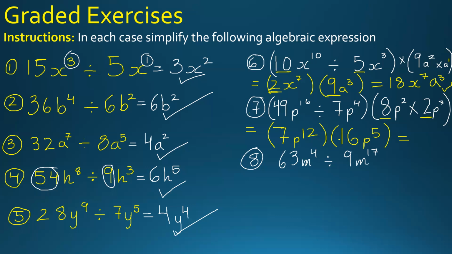112. Let me verify that. 7 times 16, yes, 112. And then P to the power of 12 times P to the power of 5, which is P to the power of 17, because you add them, right? Yes, sir. That's correct.